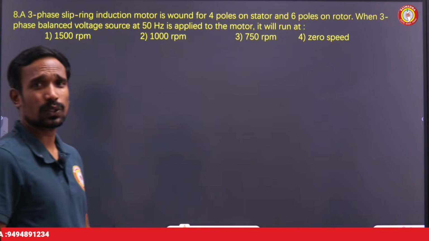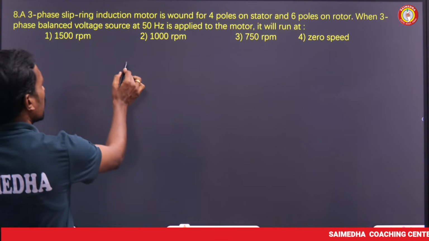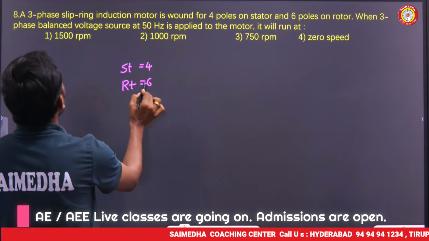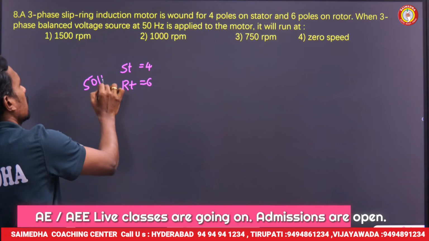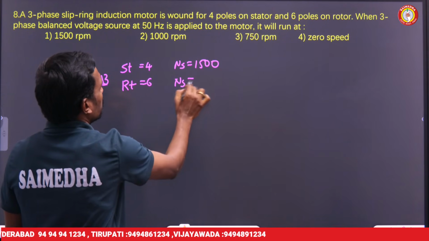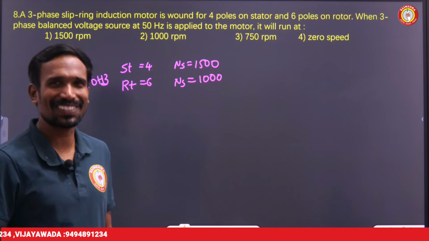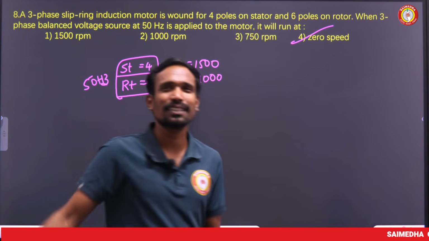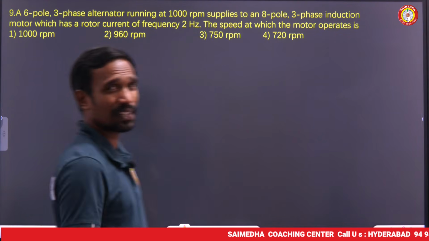Can you tell me the answer for this question? A three-phase slip-ring induction motor wound for 4 poles on the stator and 6 poles on the rotor, for 50 Hz operation. For 4 pole, the synchronous speed is 1500 RPM, and for 6 pole, the synchronous speed is 1000 RPM. Then the rotor speed is... why are you calculating all those things? If the poles are not the same, the rotor speed is 0. Don't waste your time. Yes or no, guys? Right, are you getting it or not, guys?